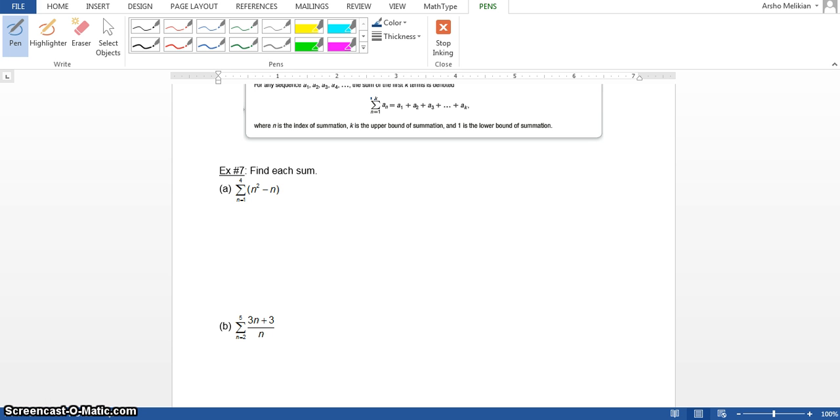Oh, okay, so here's what we're going to do here. We need to find the sum of the first four terms. So again, let's find A1. N is 1, meaning we get 1 squared minus 1, 0. Now, A2, N is 2, so I get 2 squared minus 2, 2. A3 is 3 squared minus 3 is 6. And A4 is 4 squared minus 4, 12.